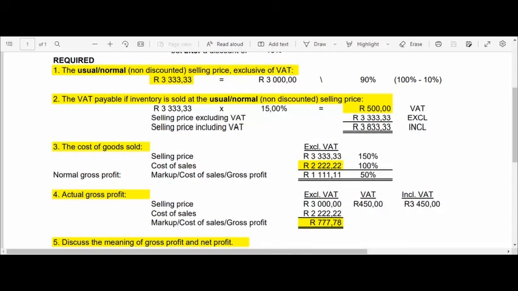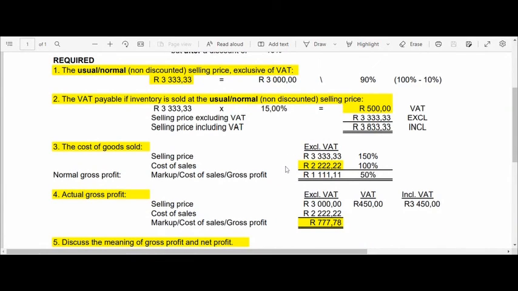So we take 100, divide by 150, multiplied by 3,333 rands. That then gives us 2,222 rands and 22 cents. So therefore, the cost of sales under the normal selling price will be 2,222.22. And then the normal gross profit would be the difference between those two, or 50% if you wish, which is 1,111 rands and 11 cents.